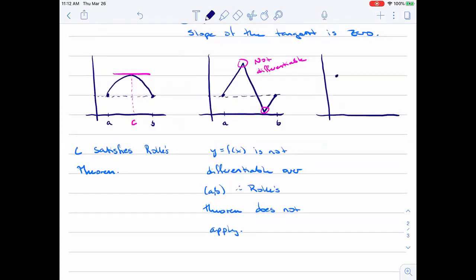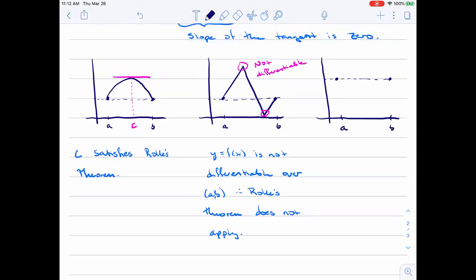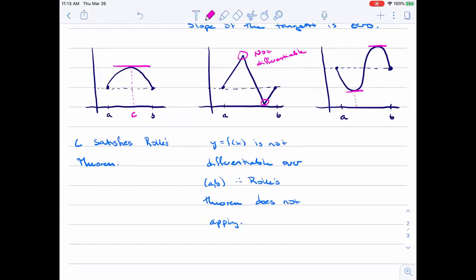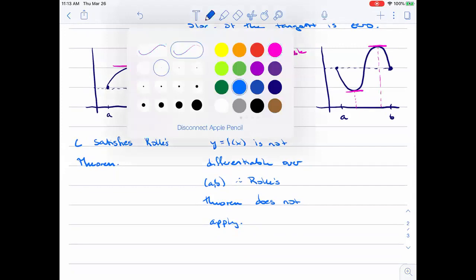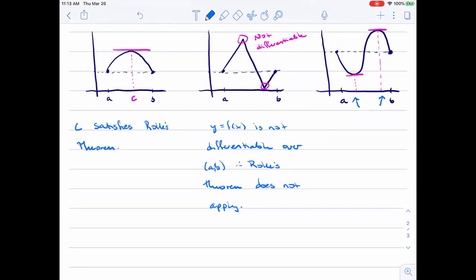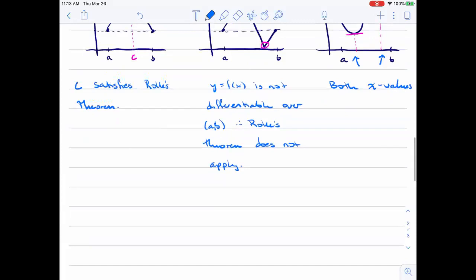Same thing here. I'm going to start a little bit higher, but I'll end at the same y value. You'll see why in a bit. So I want to go all over the place on this one. We could even have something like this. We could have more than one tangent line of 0, so this one and this one. Both of these x values satisfy Rolle's theorem.